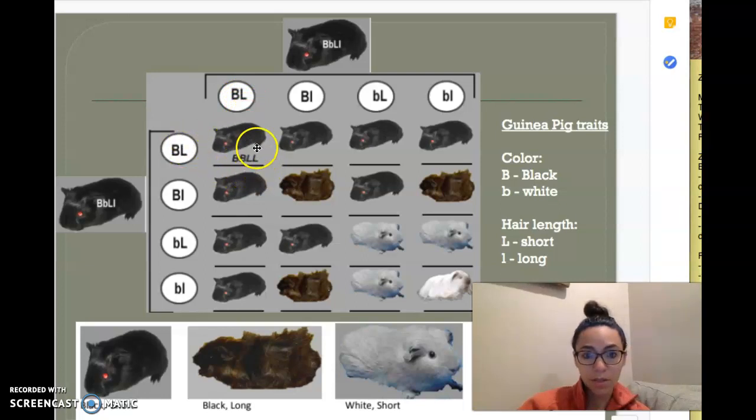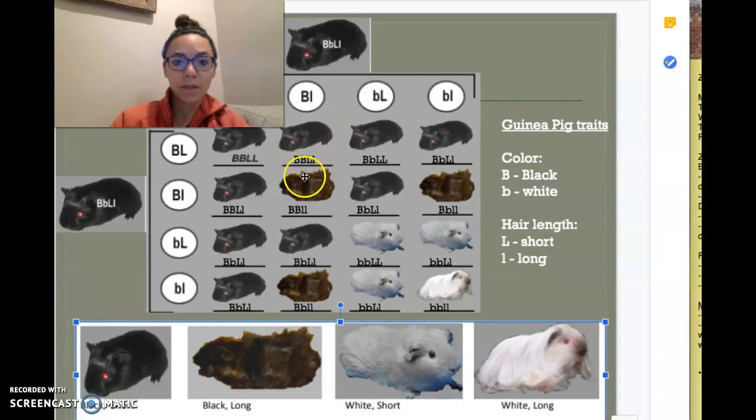Okay, so for this particular guinea pig, this offspring, we've got homozygous dominant for both traits. Now pause the video and see if you can figure out what the genotype would be for all of these other guinea pigs. Okay? Pause the video and give it a try on your own.